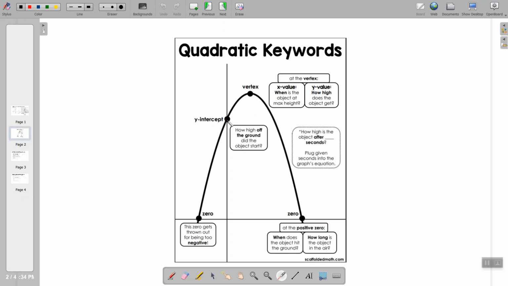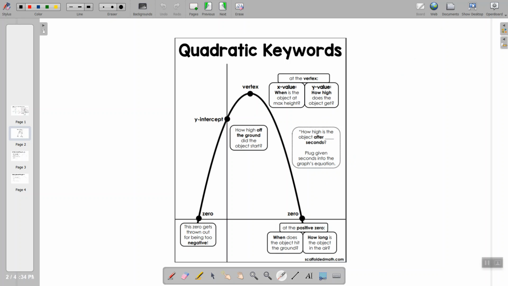The really critically important ones that you're asked about a lot are the y-intercept, which is the initial height, the vertex, which represents a maximum point that was reached, and then the zeros, specifically the positive zeros, for how long it took for it to reach back down to the ground.